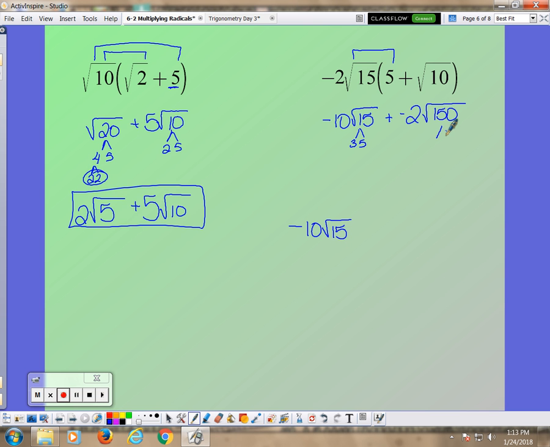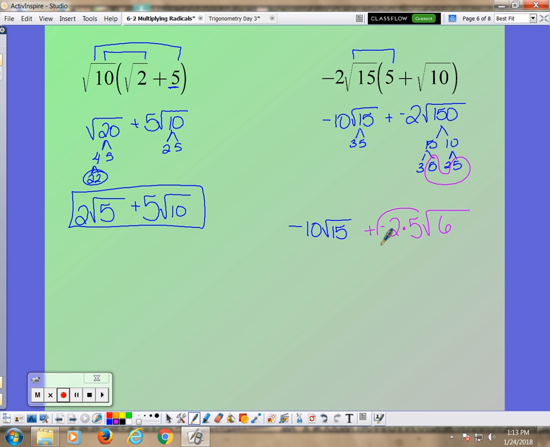I'm going to take the 150, and I'm going to have 15 and 10, 3 and 5, 2 and 5. And hopefully you notice that I can group the 5's together. So the 1 5 is going to come out. Now I have a plus negative 2, so the 1 5 is going to come out and leave me with a 3 times a 2, or a 6 on the inside.